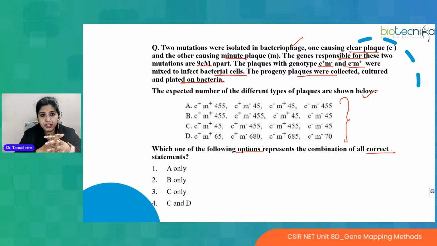So it's already mentioned that two mutations were isolated, right? One causing clear plaque, the other causing minute plaque. So what do you think? And they are 9 centimorgan apart.